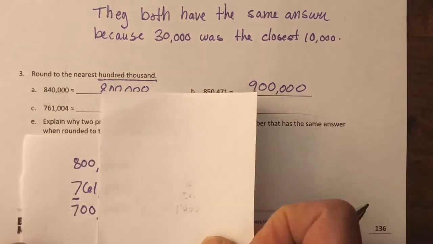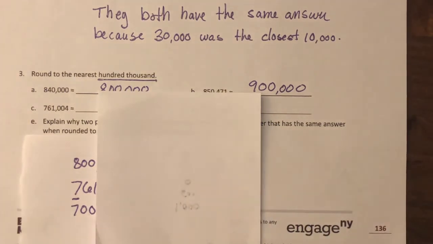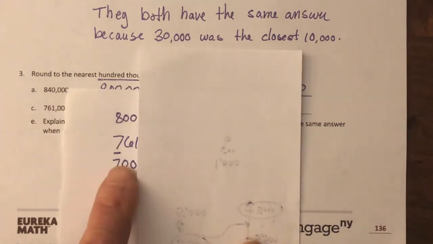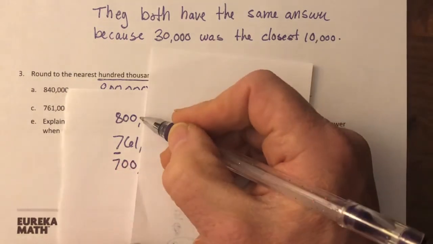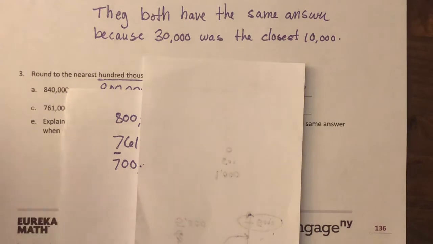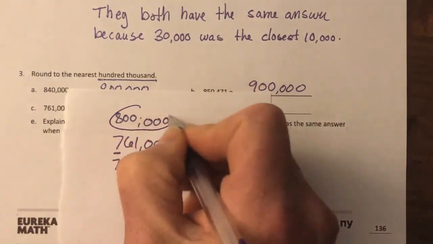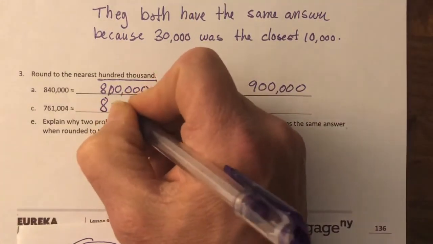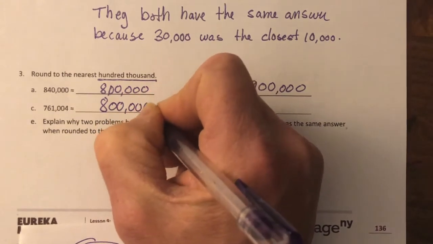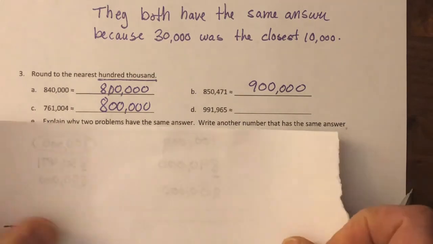Now, cover these back up again, make it a little easier on myself, and just focus in on this period. Is 761 closer to 800 or 700? And if you know the halfway point, the answer is pretty obvious. Halfway point 750. So yes, 761 is higher. It's closer to 800,000 here. Same answer as this.